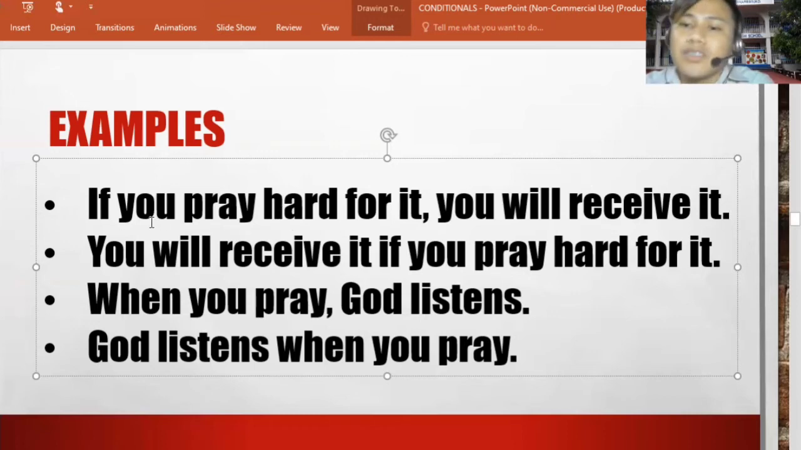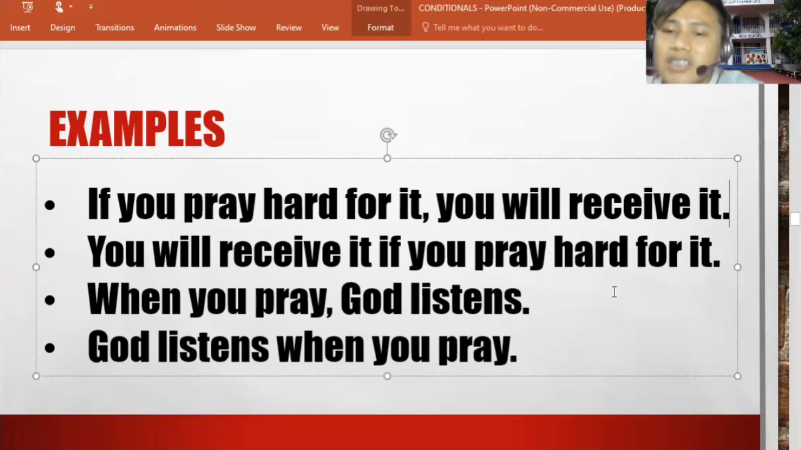So that's it. There are two parts of clauses in here. Same thing with the second example. You will receive it if you pray hard for it. So what have you noticed?